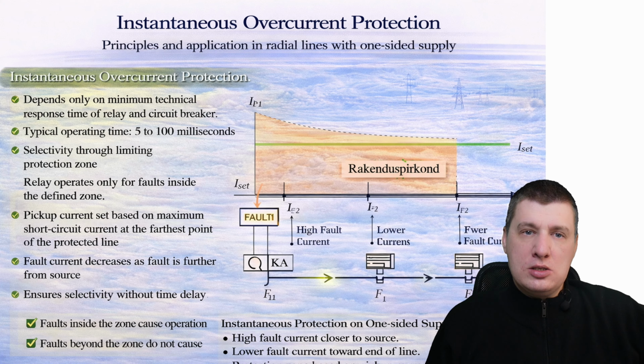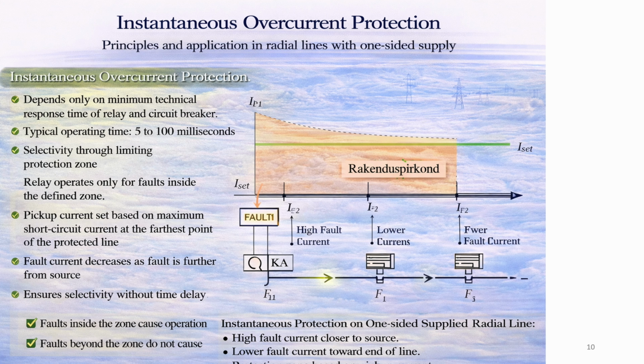Selectivity in instantaneous protection is achieved by limiting the protection zone. The relay must operate only for faults inside its own protection area. If a fault occurs outside the protection zone, instantaneous protection must not trip. The protection zone is defined by pickup current settings. The pickup current is selected based on the maximum short circuit current at the farthest point of the protected line or element. This point determines the minimum fault current that the relay must detect.